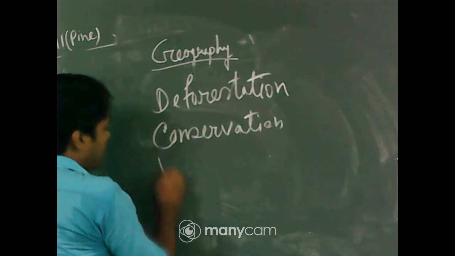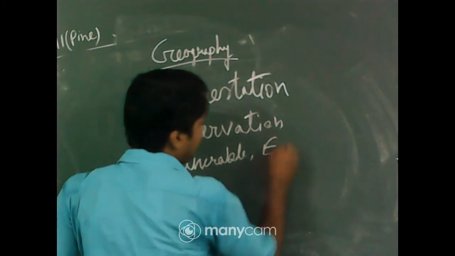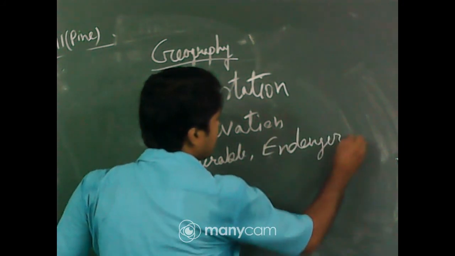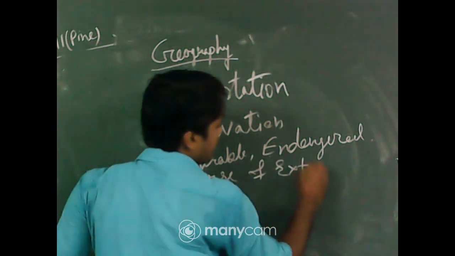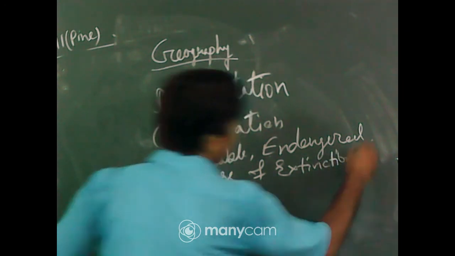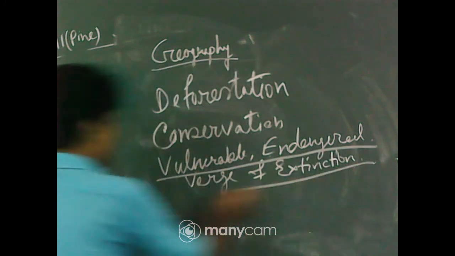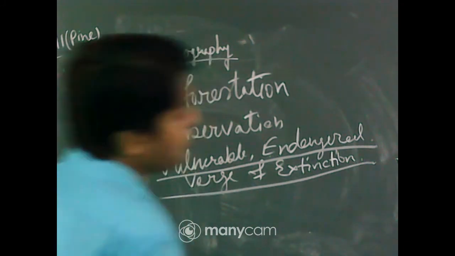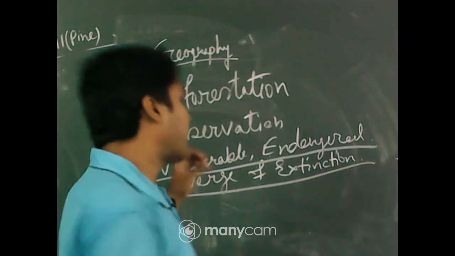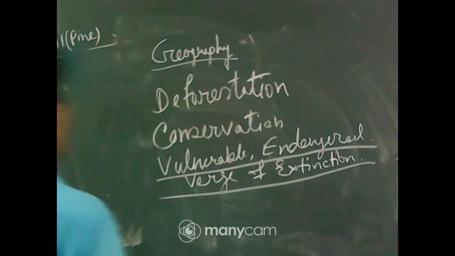So first one is vulnerable, then endangered, and then verge of extinction. So these are the three categories. The number of animals decreases or declines day by day, and these are the three categories by which you can understand the condition of a particular species of plants or animals. So that's why this is also an important part.